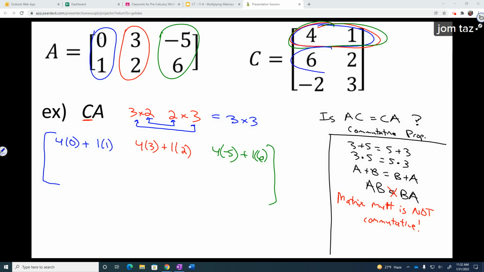So now we'll do second row, first column. 6 times 0 plus 2 times 1. Now we move over to the second column. 6 times 3 plus 2 times 2. Now we move over to the third column. 6 times -5 plus 2 times 6.